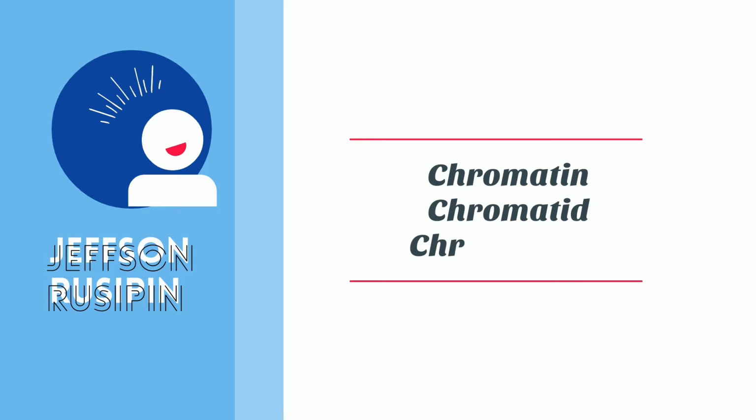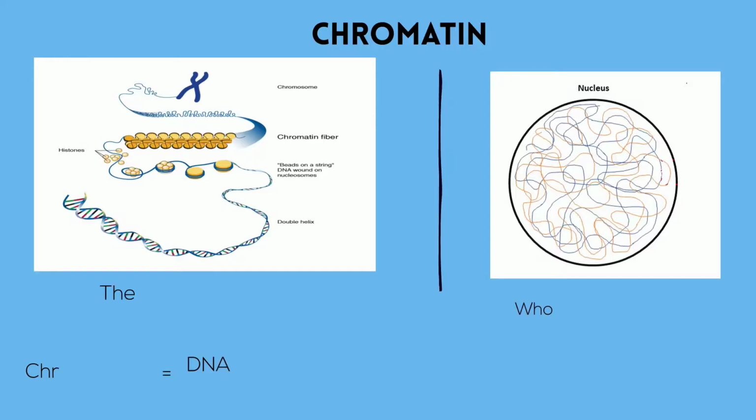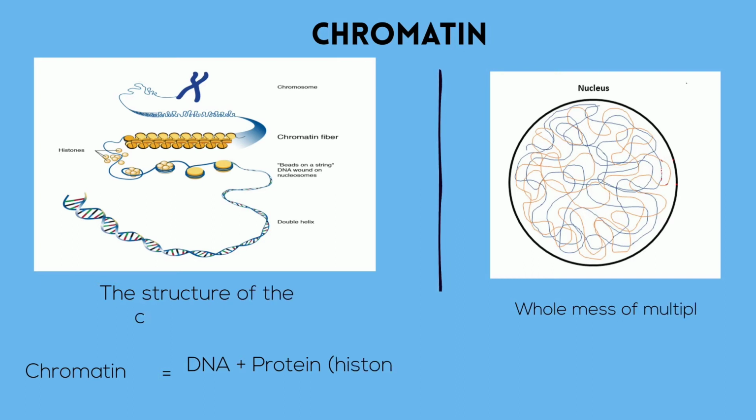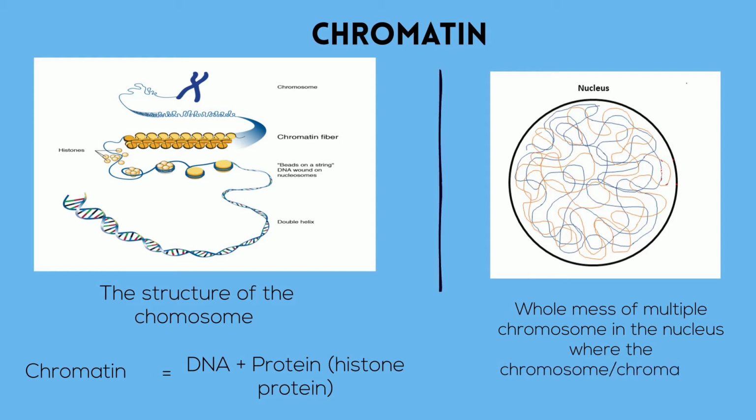I am Jeffson Rusipin and I will be explaining about the chromatin, chromatid and chromosome. So the term chromatin can refer to two things. The first is the structure of the chromosome, where the combination of the DNA and the protein gives the structure, or it can refer to the whole mass of multiple chromosomes in the nucleus, where the chromosomes all jumble up together.